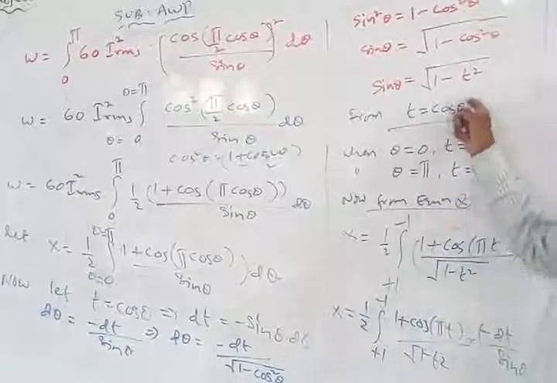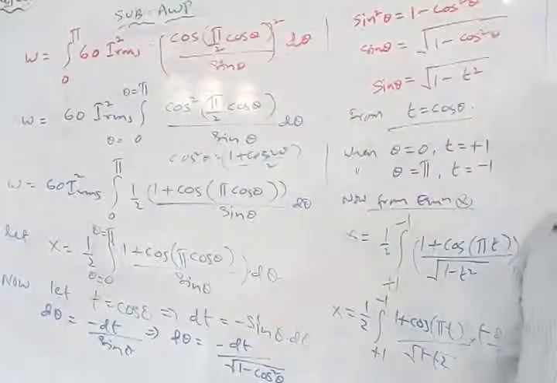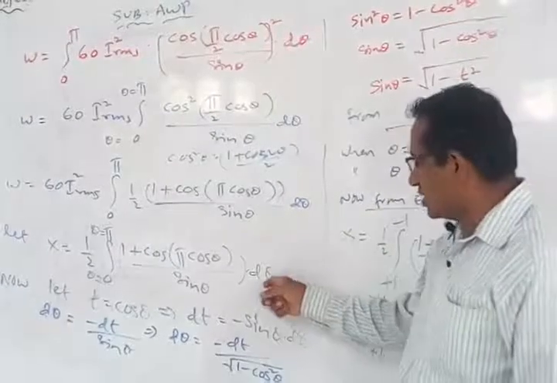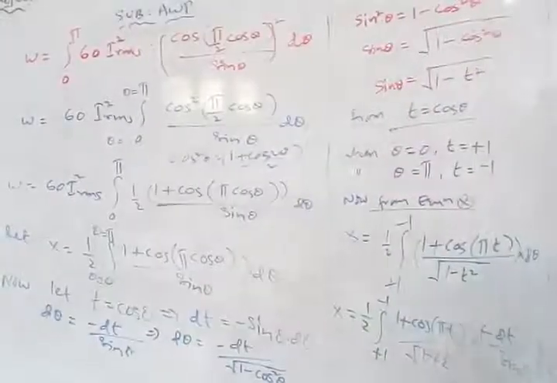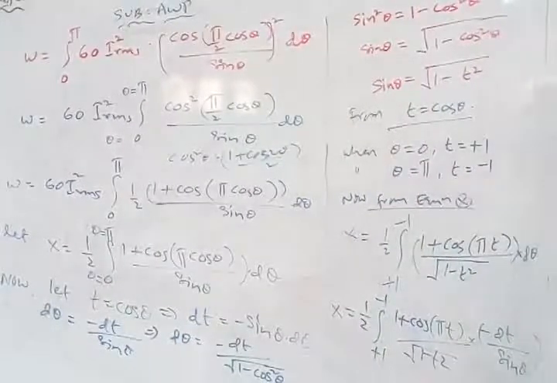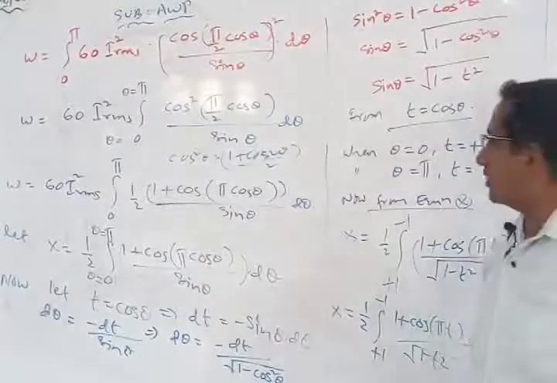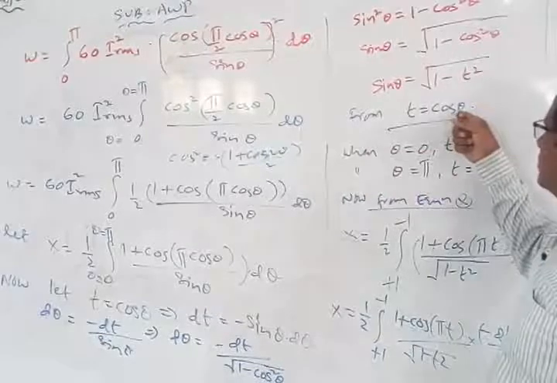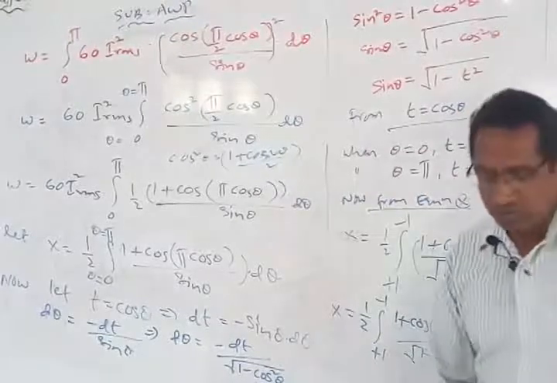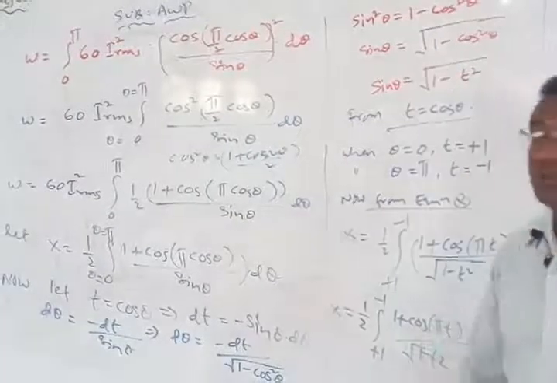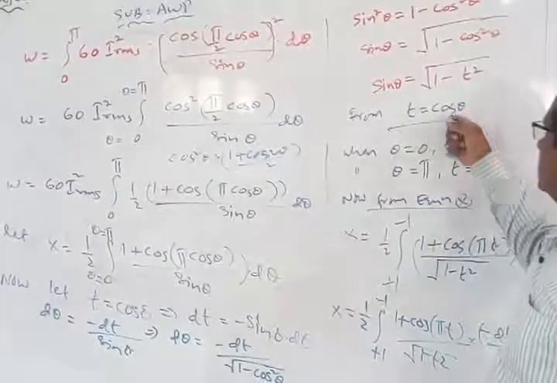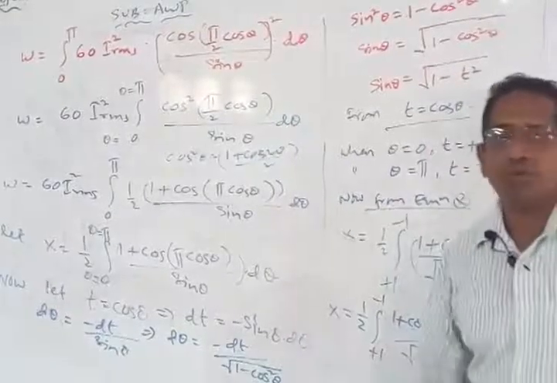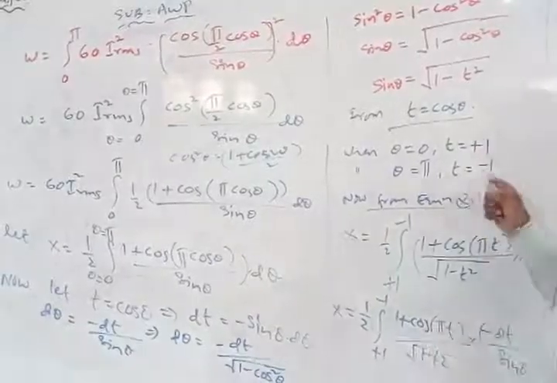Next, let us take this initialization where we have made t is equal to cos theta. Now we are going to convert this theta into t. Therefore the limits also we have to convert from theta to t. When theta is equal to 0, cos theta is cos 0, and cos 0 is equal to 1, therefore t becomes equal to plus 1. When theta is pi, cos pi is minus 1, so therefore t becomes equal to minus 1.